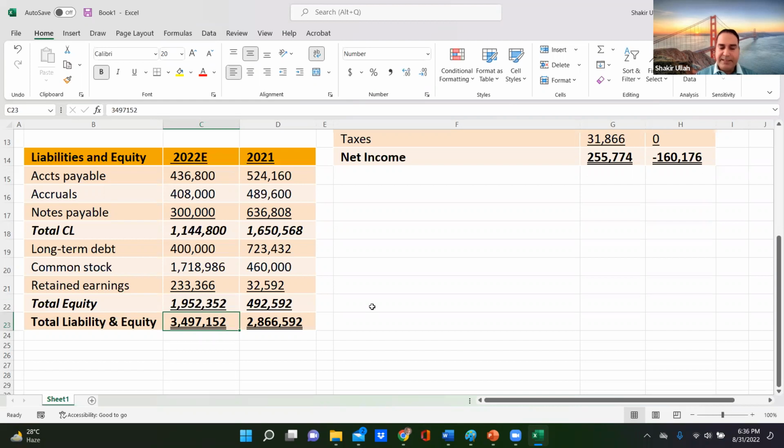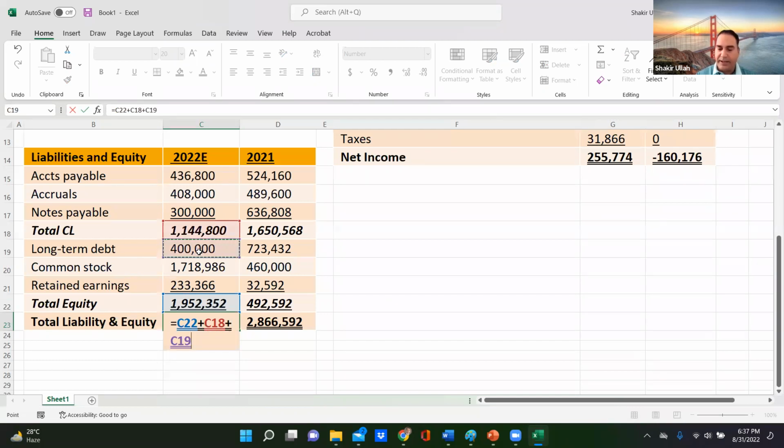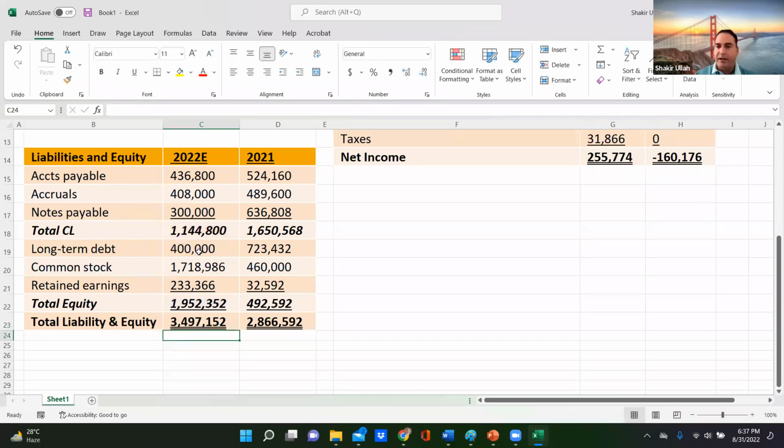Now the total liability and equity would be equal to the total equity, which is this number, plus the total current liabilities, which is that number, plus the total long-term debt, which is the 400,000. And we press enter. Now we have got all these numbers through our formulas.